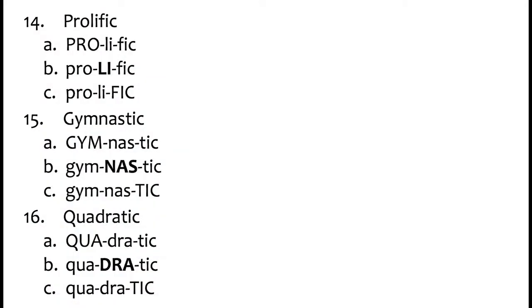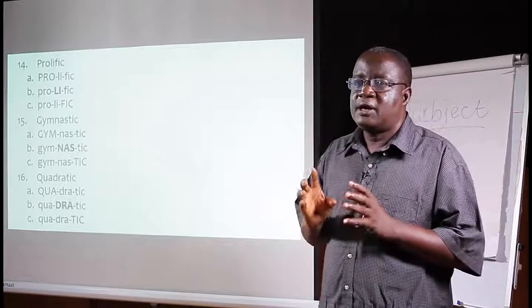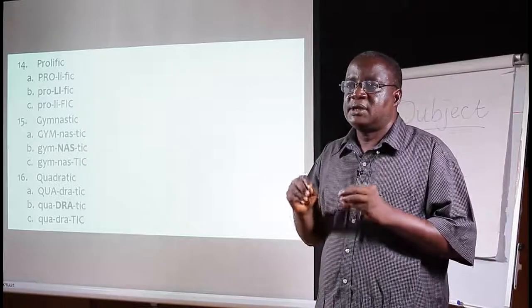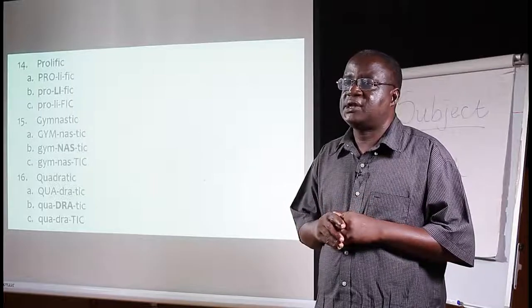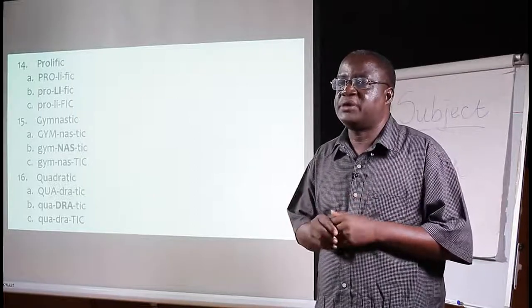14. Prolific, prolific. Prolific has 3 syllables: pro, li, thick. You'll find that option B, where li is highlighted, is the place that receives the greater emphasis, and therefore it is the place with the primary stress.